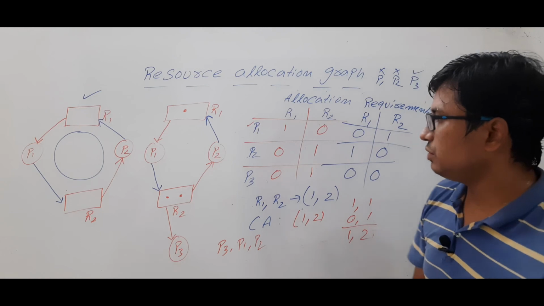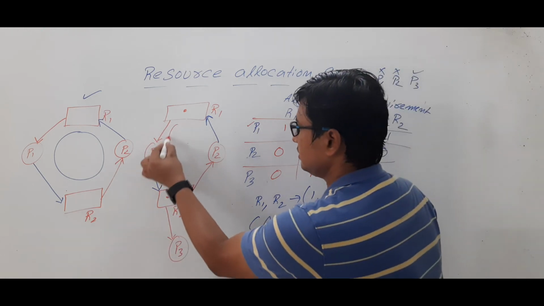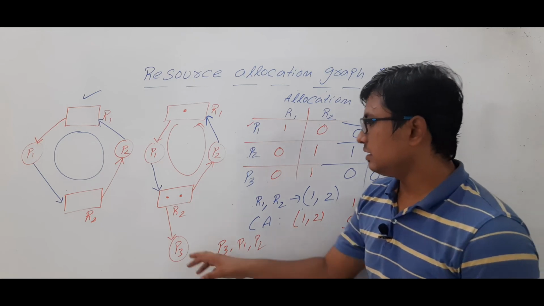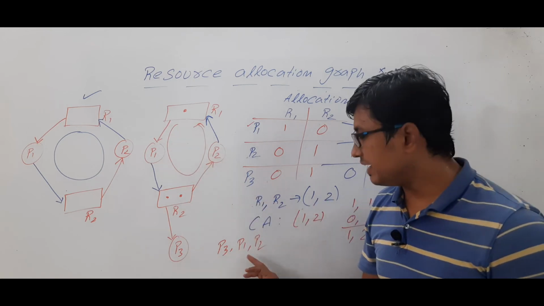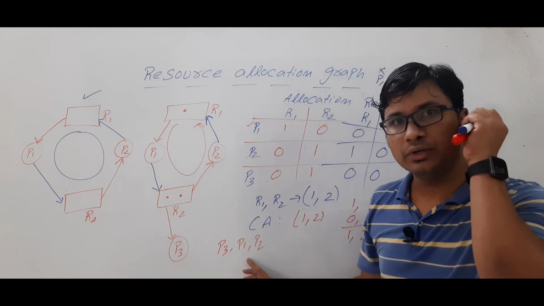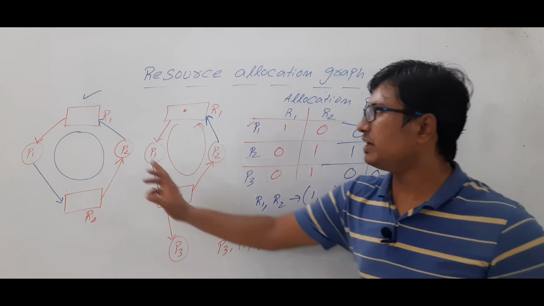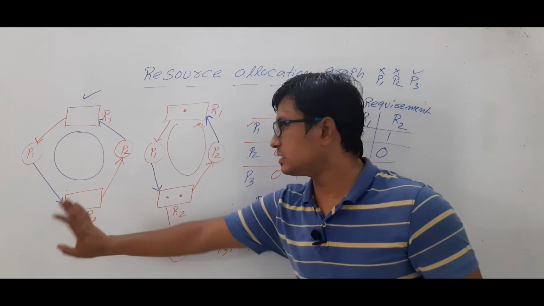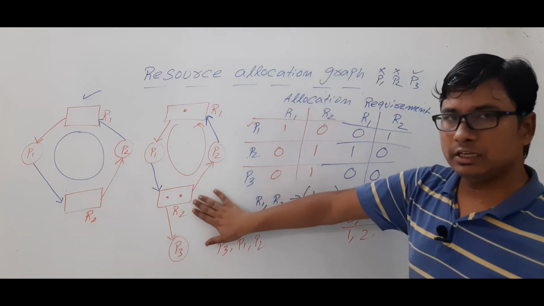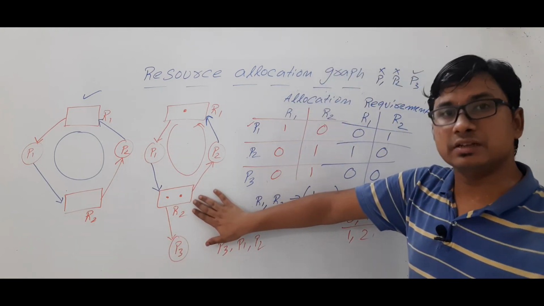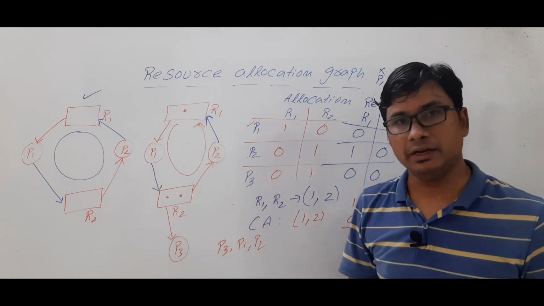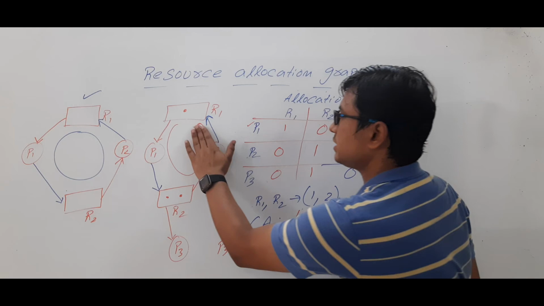Is it clear? So even though there is a cycle here, there is no deadlock. Is it clear? Are you able to understand it or not? But when it comes to single instance resources, if there is a cycle, we can say that there is a deadlock. But in multiple instance resources, even if there is a cycle, there may be no deadlock. Is it clear? Are you able to understand?